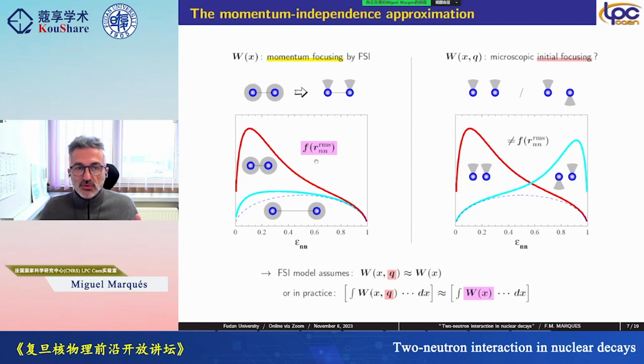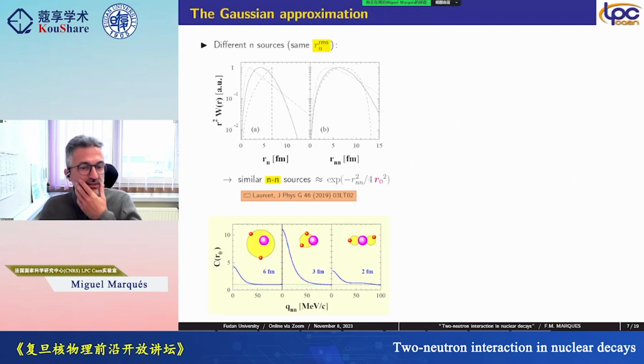So the first approximation is momentum independence. The second one is Gaussian source. This Lednicky model uses a Gaussian source because this gives an analytical form. It's just for simplicity. And of course, some people said that hadron nuclei are not Gaussian. But what we are measuring is a relative distance. We are not measuring a size, we are measuring a relative distance.